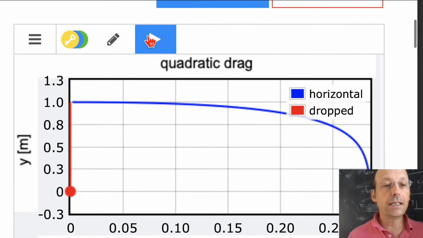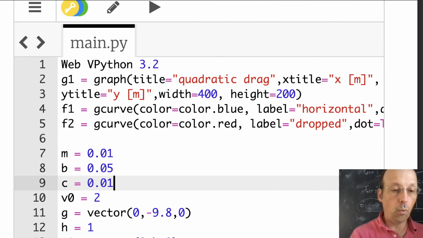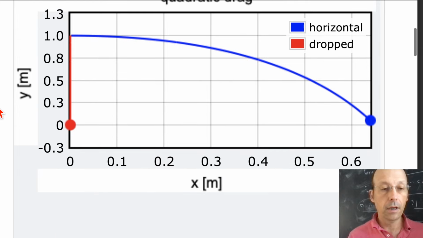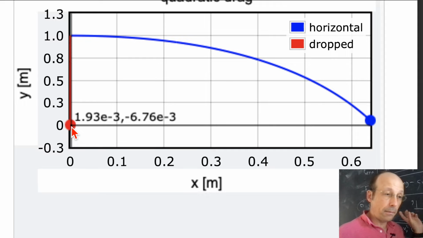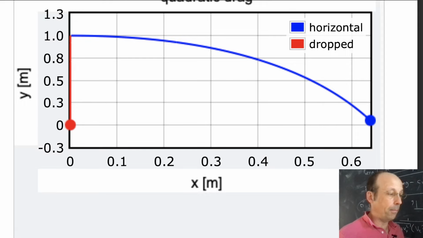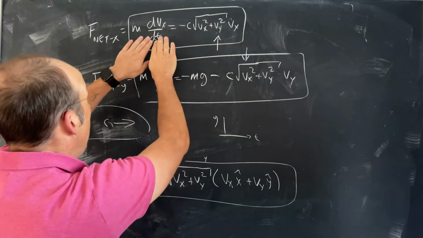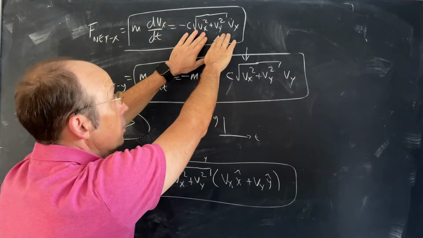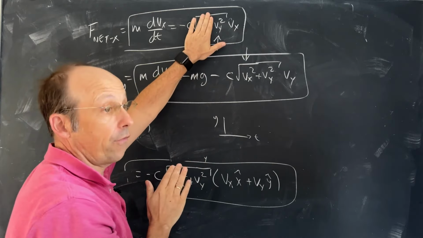Let's decrease the drag to make it more interesting. I'm just going to put that at 0.1, see what happens. That looks a little bit better. But then again, you see the dropped one gets to the ground first. And so if we go back to the board, let me switch up here to the board. Why does that happen? Well, I have an x velocity and a y velocity. So if I drop it, then it has no x velocity, so the drag force is smaller.